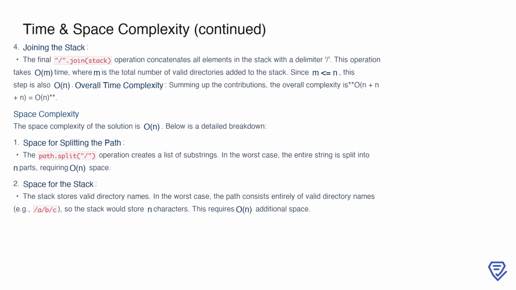For space complexity, the solution also requires O(n) space. The splitting operation creates a list of substrings, which in the worst case requires storing n parts and thus uses O(n) space. Additionally, the stack stores valid directory names, and in the worst case, it could store up to n characters, consuming another O(n) space.